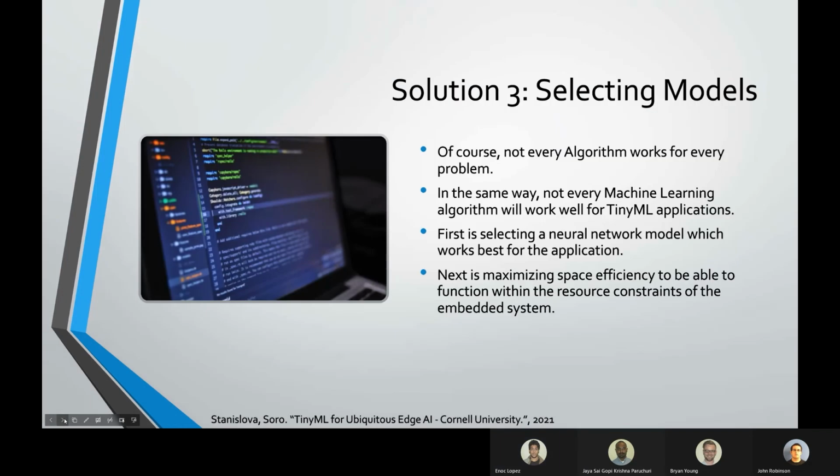Slide. Solution 3, selecting models. Of course, not every algorithm works for every problem. In the same way, not every machine learning algorithm is going to work the best for every application. Therefore, selecting a neural network model is very important for it to work for the application at hand. And so maximizing space efficiency to be able to function within the resource constraints of the embedded system is very important.